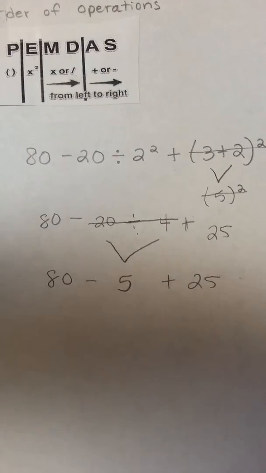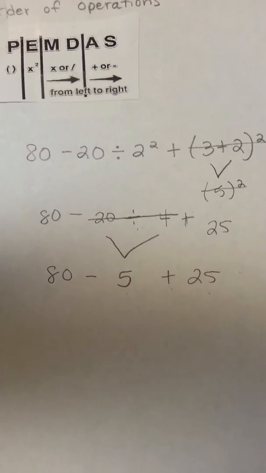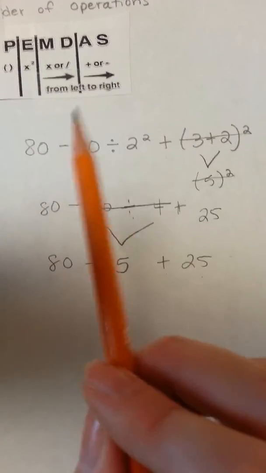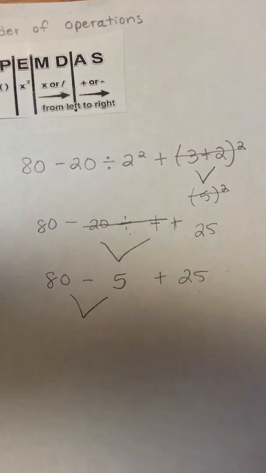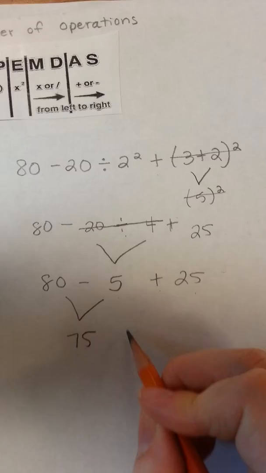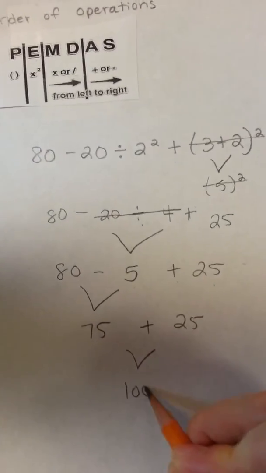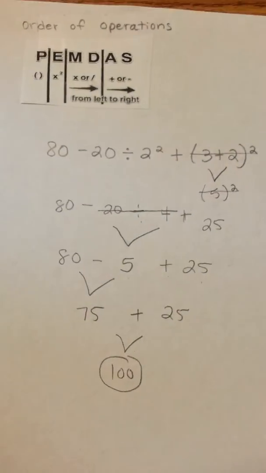So now I'm down to 80 minus 5 plus 25, and add and subtract, they're twins, so you solve them from left to right. So in this case, 80 minus 5 is going to give me 75, and 75 plus 25 is going to give me 100. So my solution to this problem is 100.